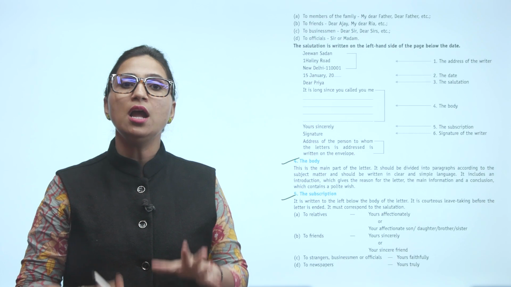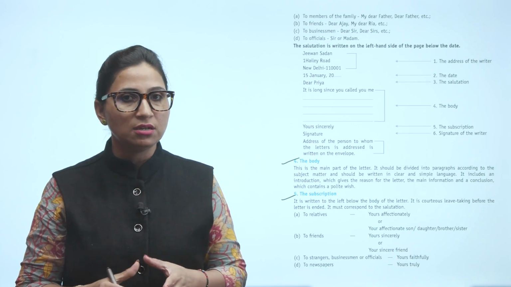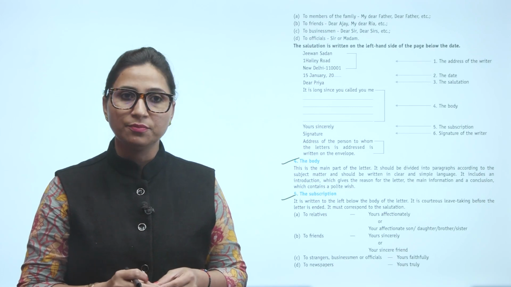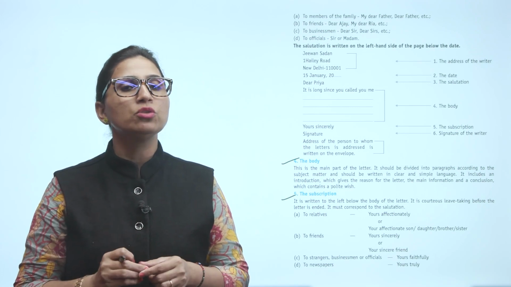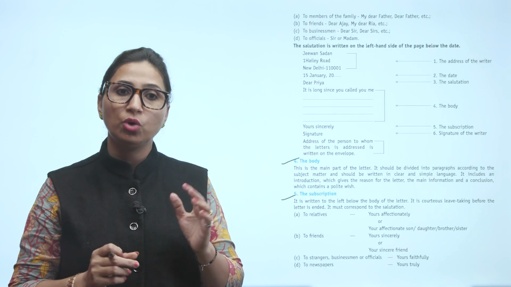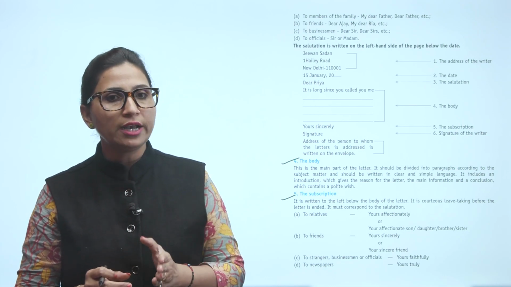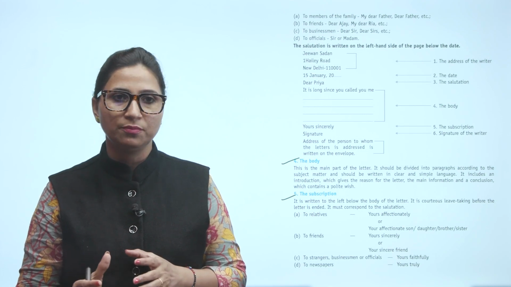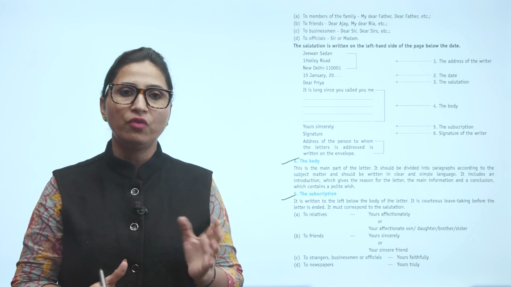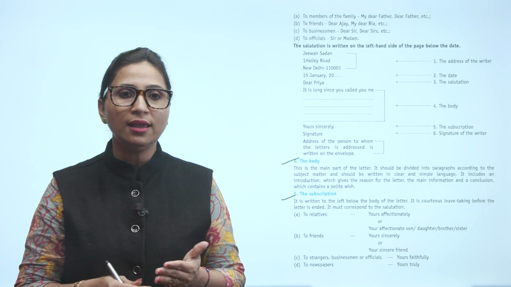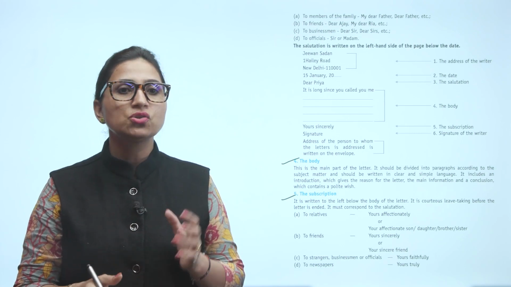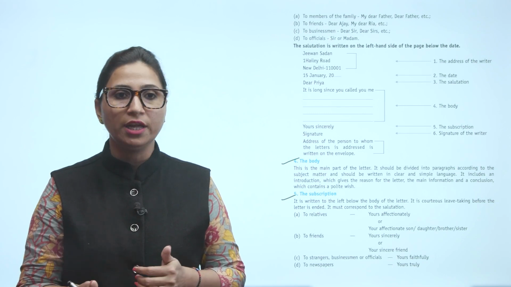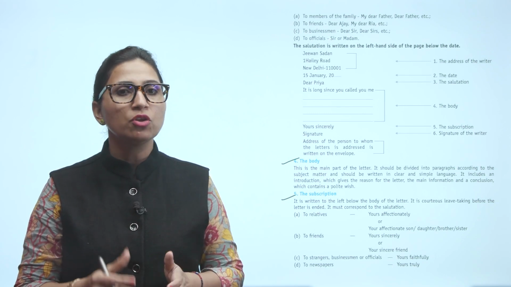It is written to the left below the body of the letter. It is a courteous leave taking before the letter is ended. It must correspond to the salutation. तो to relatives, Your affectionately, Your affectionate son, daughter, brother, sister. ठीक है, रिलेटिव को ऐसे. टू फ्रेंड्स को कैसे लिखेंगे? Yours sincerely, Your sincere friend. स्ट्रेंजर है कोई, बिजनेसमैन है या ऑफिशियल के लिए Yours faithfully. टू न्यूज़पेपर्स के लिए Yours truly.